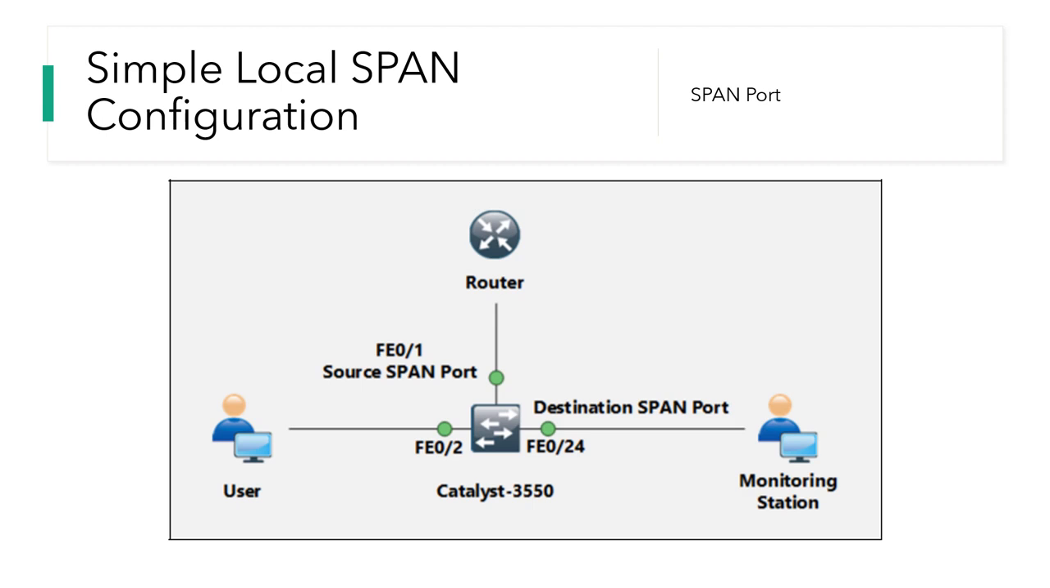Simple local SPAN configuration. Consider the following diagram in which router 1 is connected to the switch through the switch's FastEthernet port 0/1. This port is configured as the source SPAN port. Traffic copied from Fa0/1 is to be monitored out Fa0/24, where the monitoring workstation is waiting to capture the traffic.